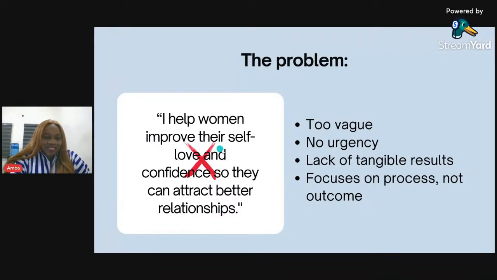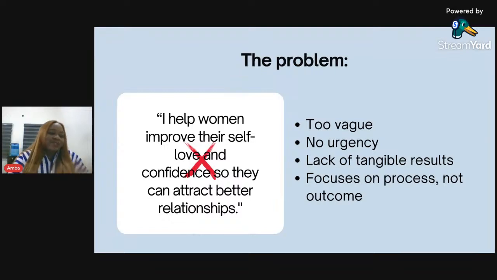Process. Do you think the other woman that wants to help 35-year-old women, the other offer, do you think she's not going to help them improve their self-love and confidence? She's going to do that. It's going to be part of what she will teach them in the 90 days. So you see why that one has a better offer than this one. This one stopped at the process and thought the process was an outcome.